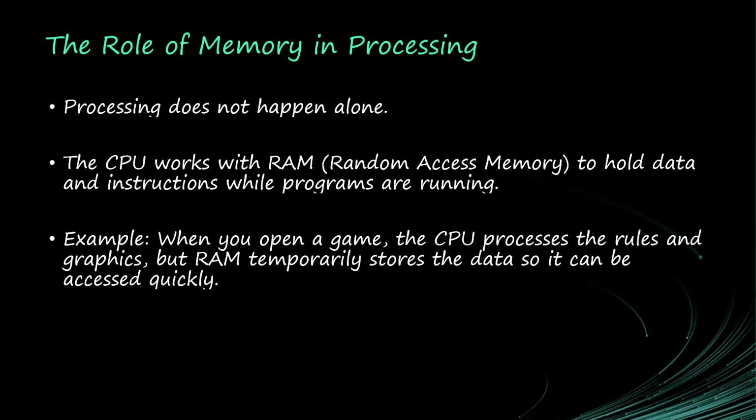So, for example, when you open a game, the CPU processes the rules and graphics, but RAM temporarily stores the data so it can be accessed quickly, just like I've told you. The CPU will go and fetch the program from memory, then store it in RAM so that it can be temporarily stored there and accessed quickly.